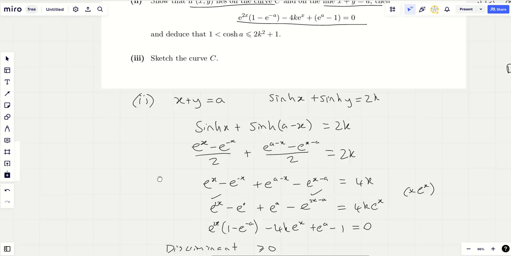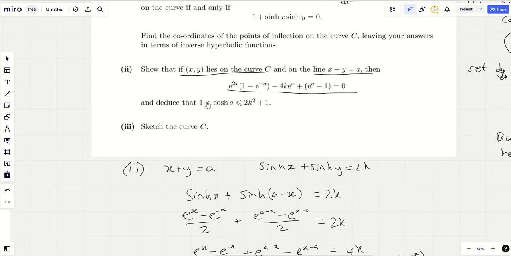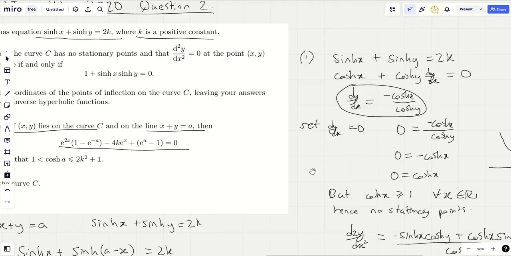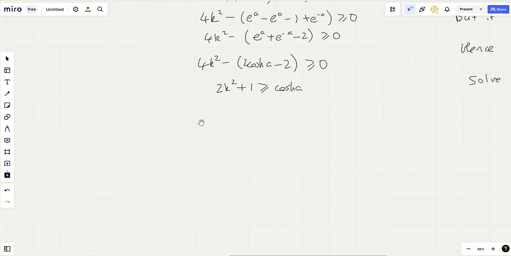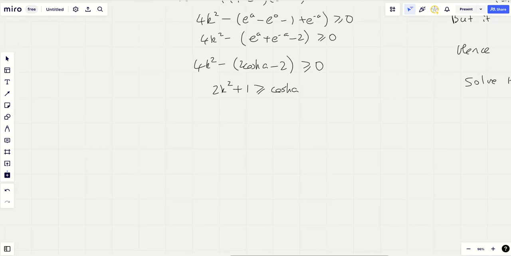Now, why can't it be equal to 1? Because cosh a is always greater than or equal to 1, and that's just from the fact that on a cosh graph it's greater than or equal to 1 always. So why is it greater than 1? I argued like this. Let's just say cosh a is greater than or equal to 1 for all a, which remember are real numbers.